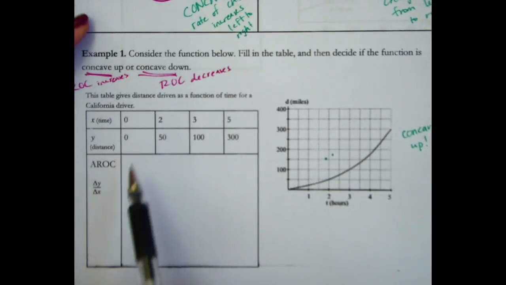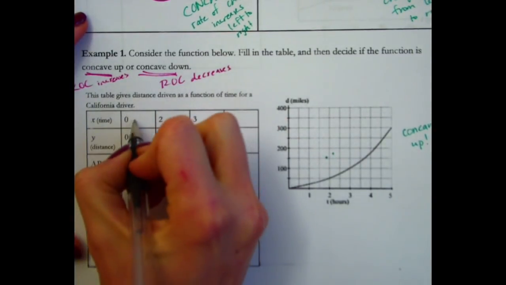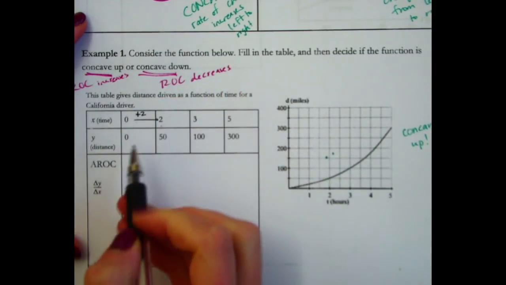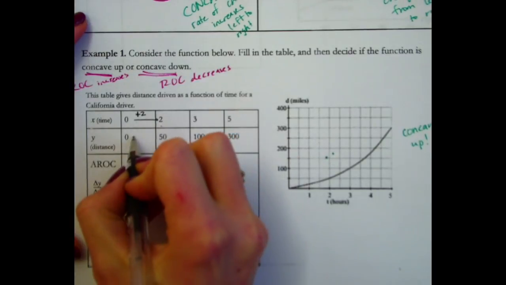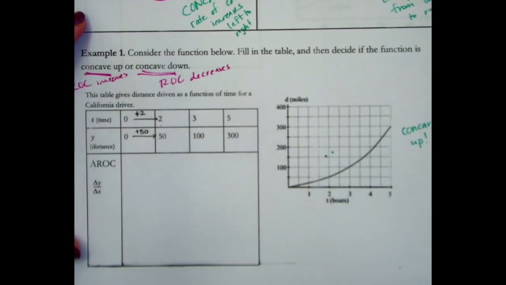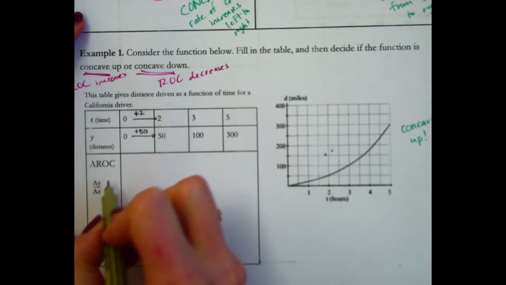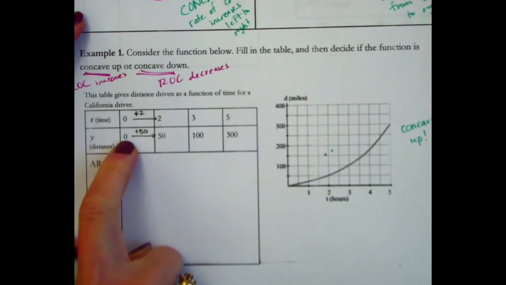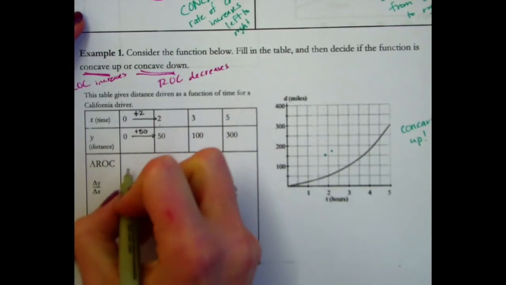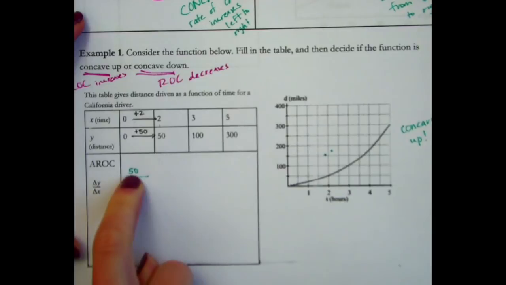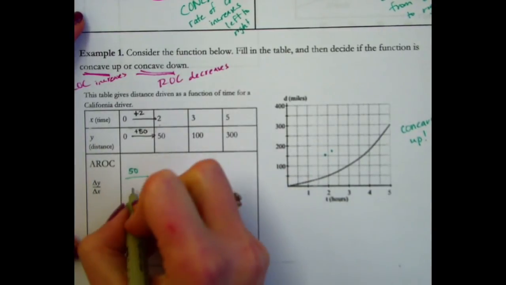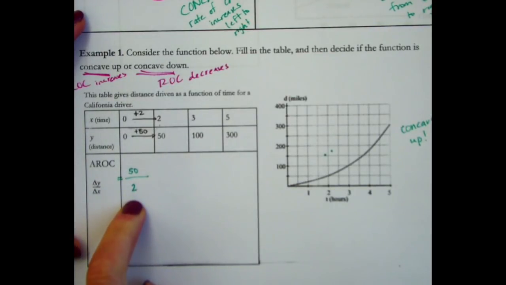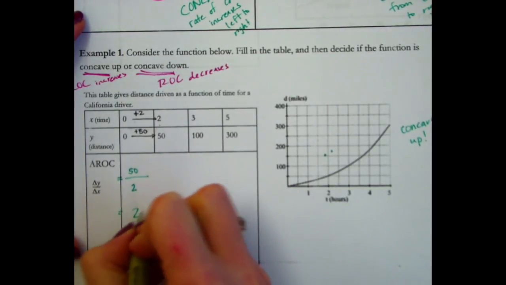So from 0 to 2, the change in x is plus 2. And from 0 to 50, the change in y is plus 50. So I'm going to go ahead and calculate the average rate of change in this part of the table, or change in y over change in x. My change in y from 0 to 50 is a plus 50, and my change in x from 0 to 2 was a plus 2. So the average rate of change is going to be 50 over 2, which is 25.